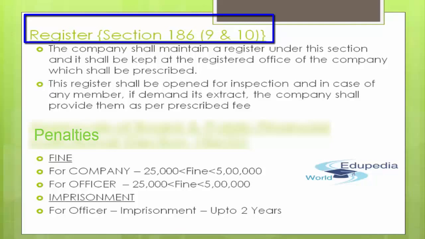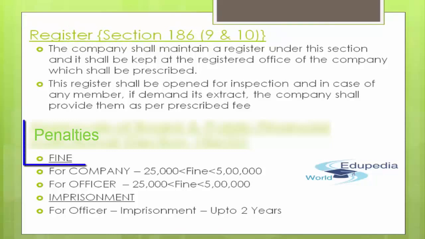So that is about the maintenance of records. A register will be maintained, and it will remain open for inspection, and any person or any member, that is the shareholder, may check that out if the prescribed fee is actually paid by him or her. That is about the register.